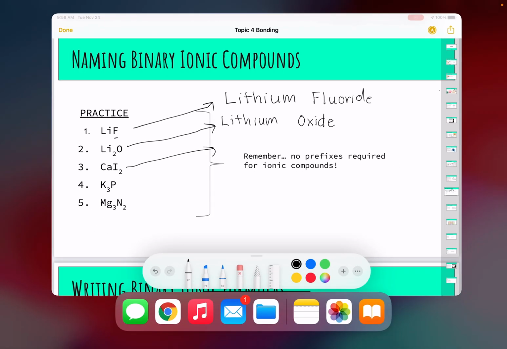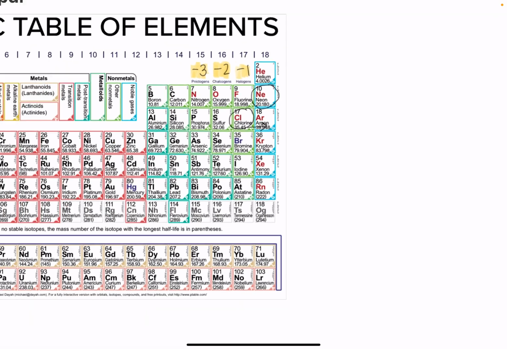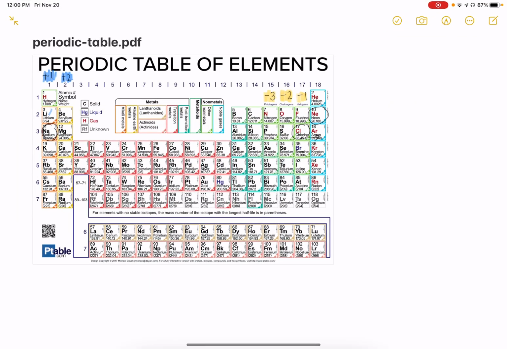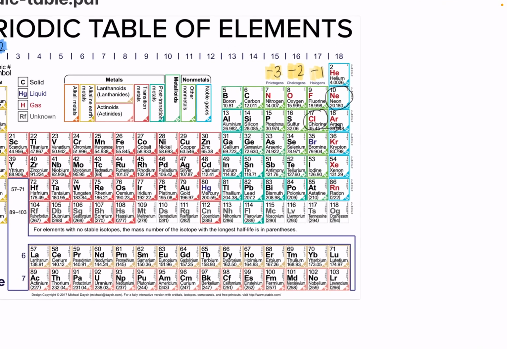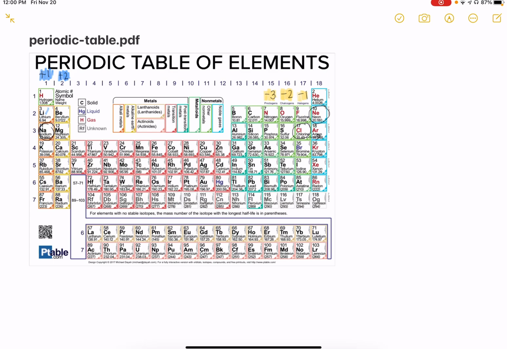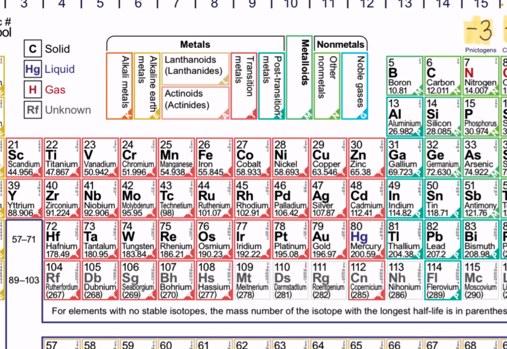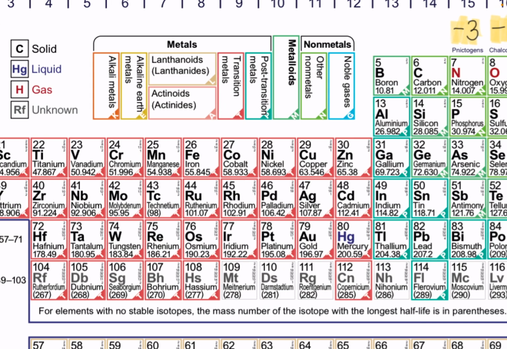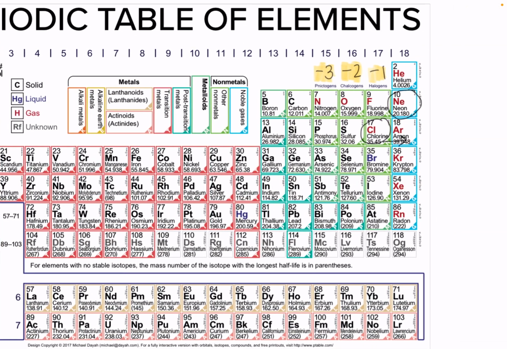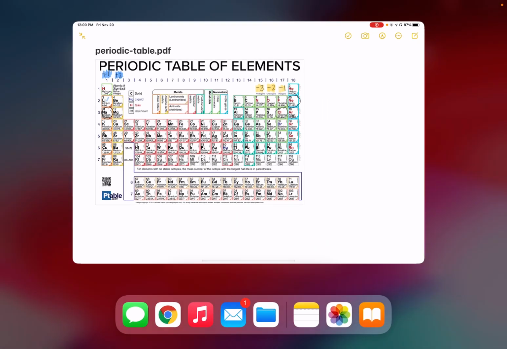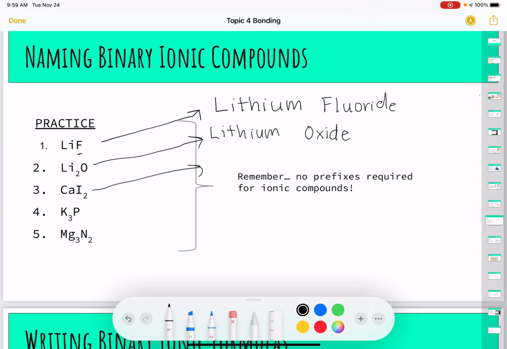CaI. First we've got to figure out what Ca is. It's a metal, so it's going to be on the left-hand side, past the staircase. There's a lot of metals on the periodic table. But calcium for us is in the second row here, second column. It's number 20 there. It's Ca and it's calcium. So this becomes calcium.